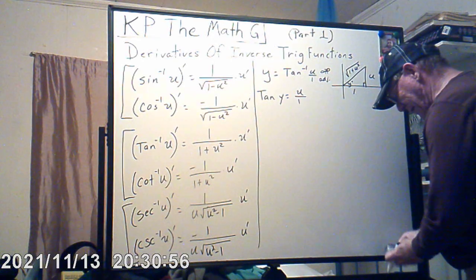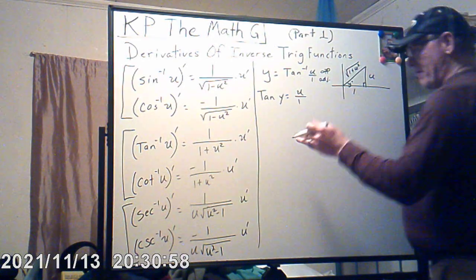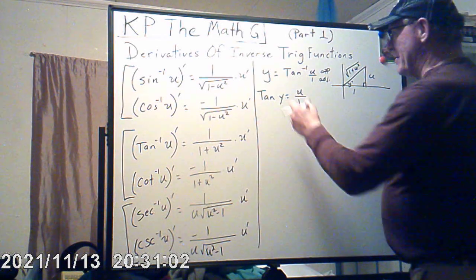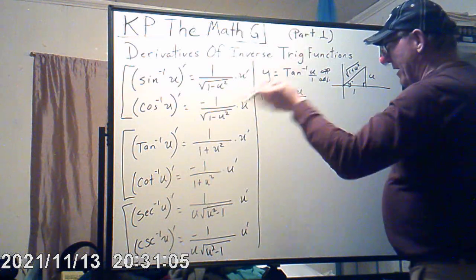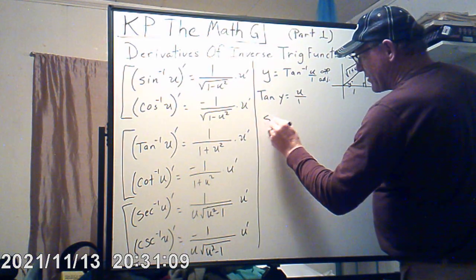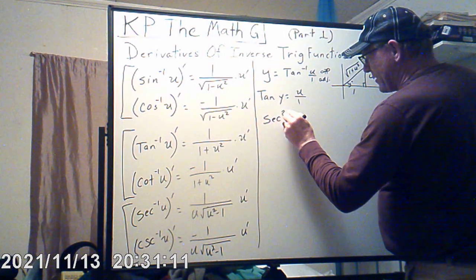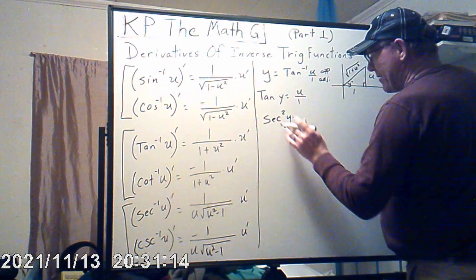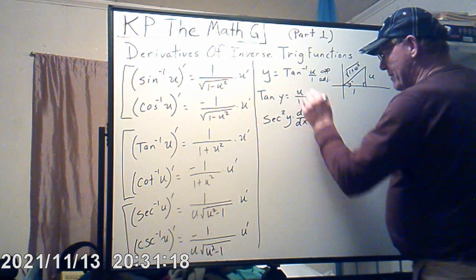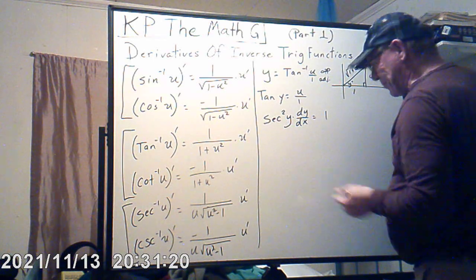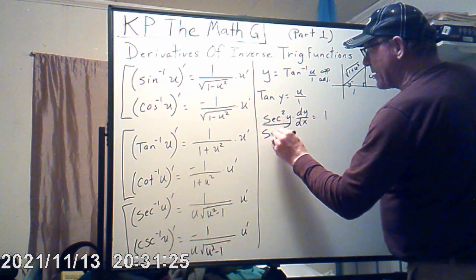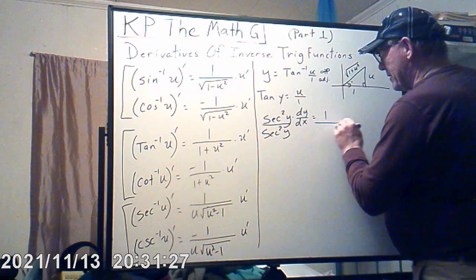Let's take the derivative of tangent. Remember, the derivative of tangent is something else you have to know. You have to remember your derivatives of sine, cosine, tangent, and so on. The derivative of tangent is secant squared y times dy over dx. The derivative of u is still 1. So if we solve for dy over dx, we have secant squared y.